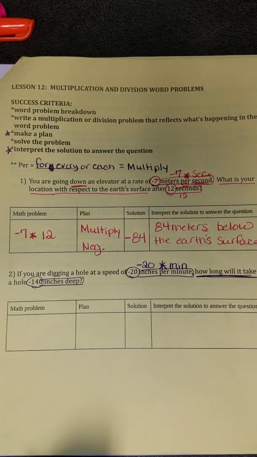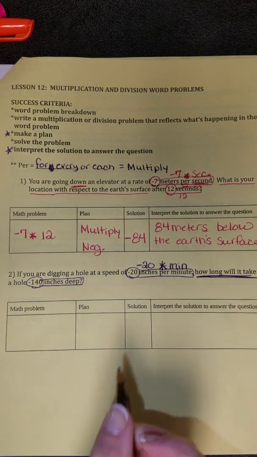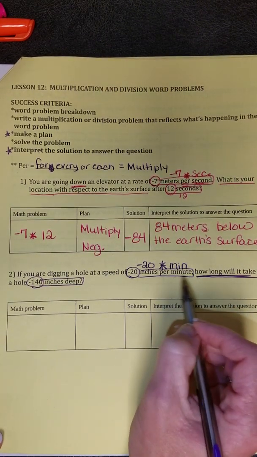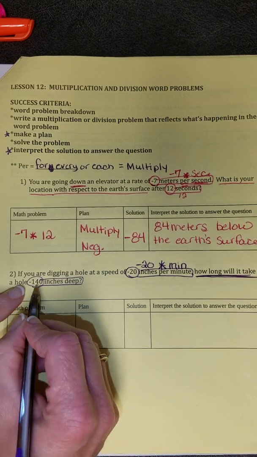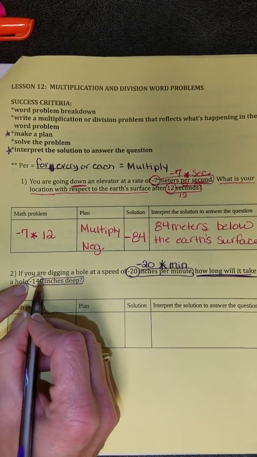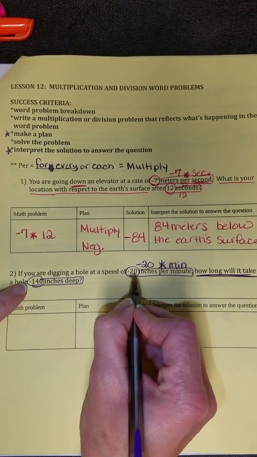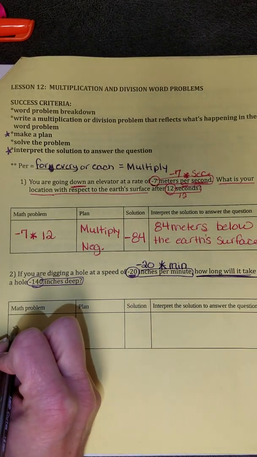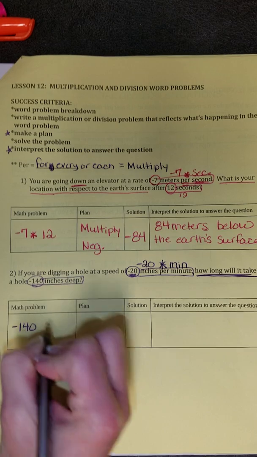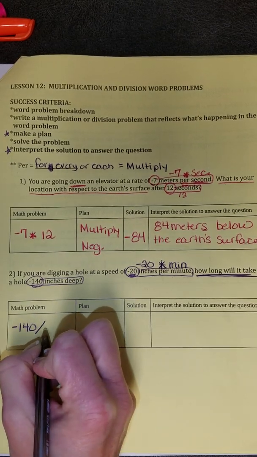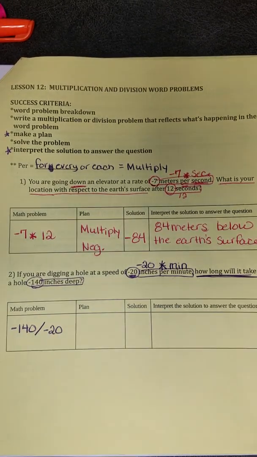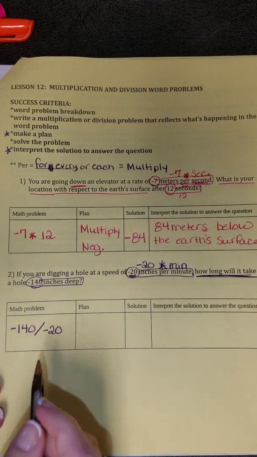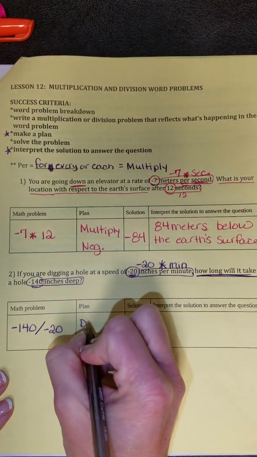So I know my total, but I don't know how many minutes it's going to take me. If I know how deep I want to dig it, I can split that up into groups of -20, and each group represents a minute. So if I go a total of 140 inches, and I want to split that up into groups of 20 inches, I know I'm going to divide.